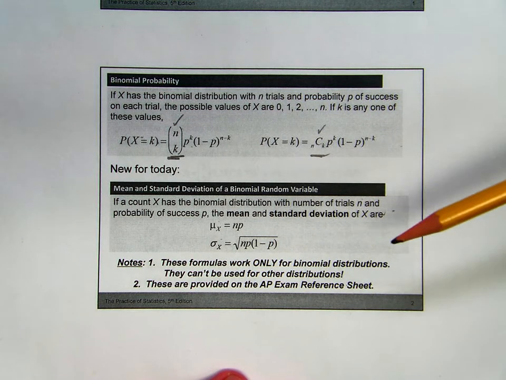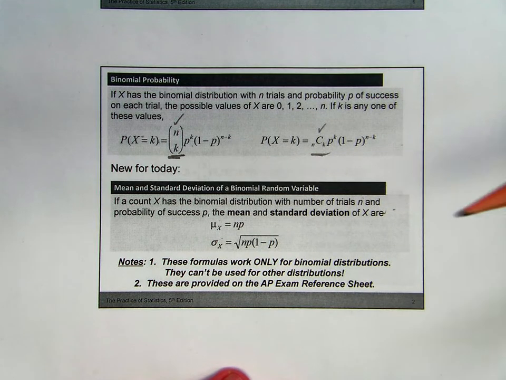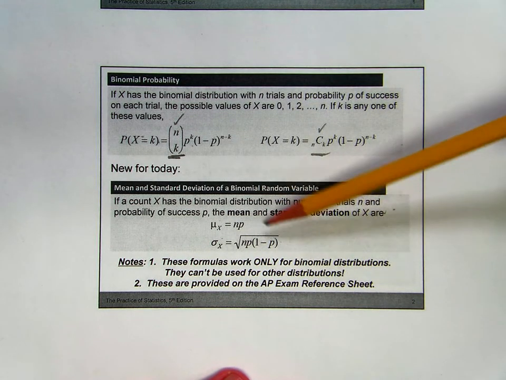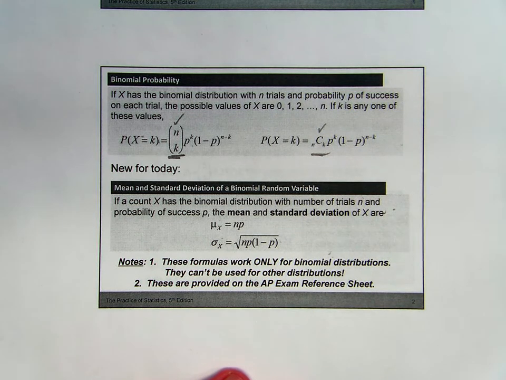A common mistake is students tend to use these formulas in places where they shouldn't be used. Make sure that you are only using these in situations where you are told, or you've determined, or you're assuming a binomial. They don't work in other places. Those formulas are on a reference sheet that you will be given when you take the test.